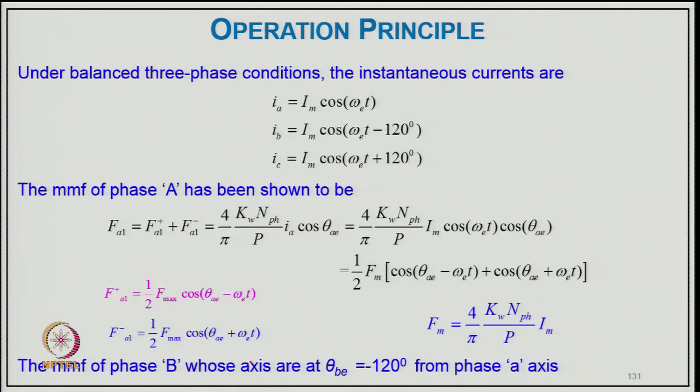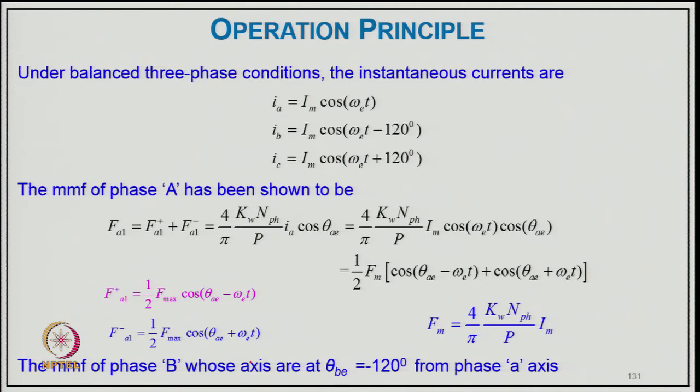Now under balanced conditions we can say the instantaneous currents are 3 phase balanced currents: I_a equal to I_m cos omega t, I_b equal to I_m cos(omega t minus 120), and I_c equal to I_m cos(omega t plus 120). So the MMF for A phase is shown as F_A equal to F_A plus 1 plus F_A minus 1, and you can say 4 upon pi, K_W N_ph by P, I_a cos theta_A, that is 4 upon pi, K_W N_ph by P, I_m cos omega t cos theta_ae, and that becomes half of F_max, cos(theta_ae minus omega t) plus cos(theta_ae plus omega t).